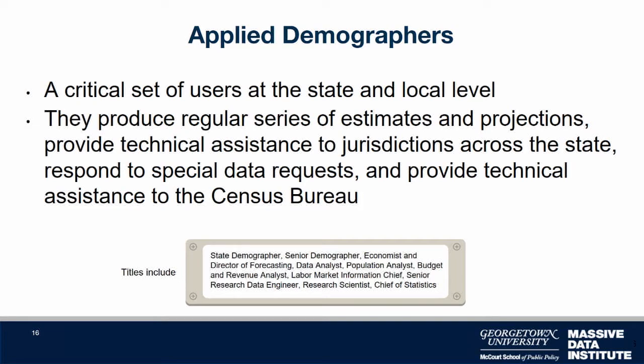So just to recap, these applied demographers, they are a critical set of users. They are in every single state. They produce these estimates and projections every single year, okay? This is their job. They need these inputs to do their job. But they're also providing technical assistance to the jurisdictions all through their state. Whether that is a town, whether that is a site, that's their job. They also respond to special data requests. Like I said, the governor needs a number, the legislature needs this information. And importantly, they are providing technical assistance back to Census as Census is trying to figure out how they are going to be adjusting these methods, which is why this session is so important to try to get all of us self-proclaimed nerds talking to each other in a more productive fashion.